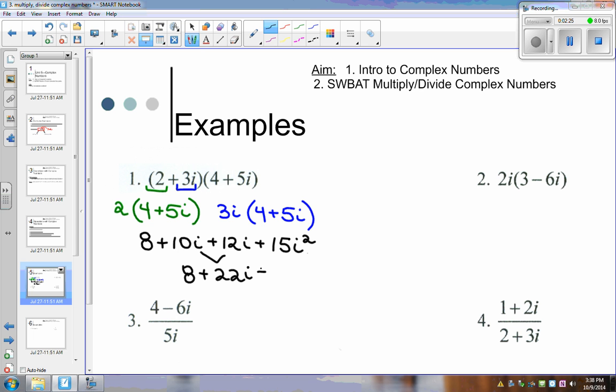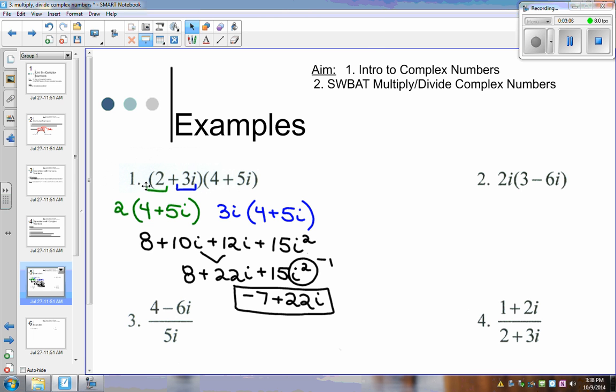But a unique feature is our i squared. We know from our powers of i work that i squared is really negative 1. So that last term is 15 times negative 1, creating negative 15. If we combine the 8 with our negative 15, we get a final answer of negative 7 plus 22i. Notice my answer is written in complex number form, that a plus bi form, and that's how we want all our answers to be represented.